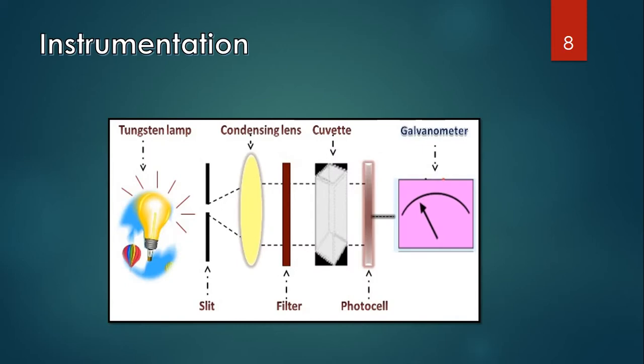Now let us see the instrumentation of a colorimeter. So you can see the light source. Here we can use tungsten lamp because as it is colorimeter, we can use the visible range. Tungsten lamp allows the transmission for 400 to 800 nanometer. Then it passes through slit, then condensing lens, then filter as we have discussed earlier. Then it passes through the sample holder, which are generally referred to as cuvettes. Then to the detector, that is photocell, and finally deflection is seen on the galvanometer, that is we can perceive the reading through galvanometer.